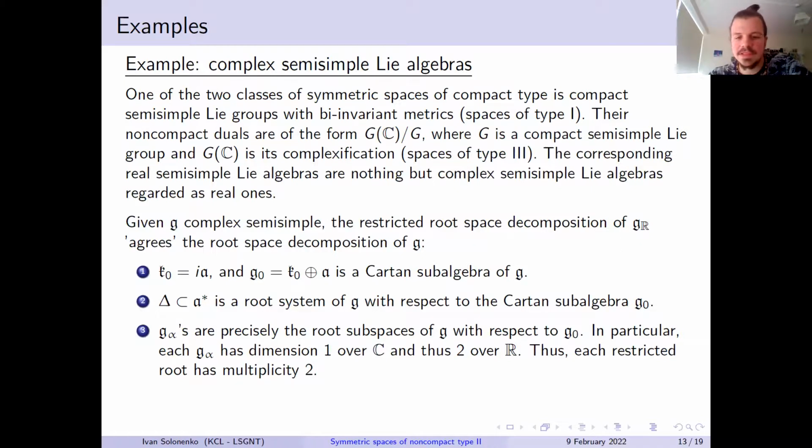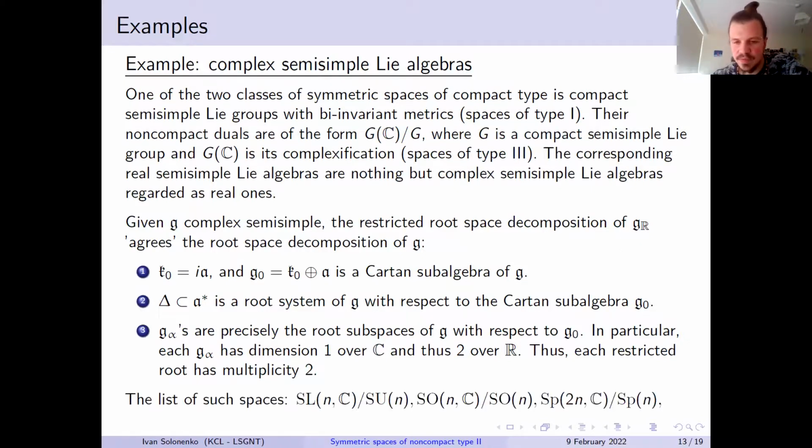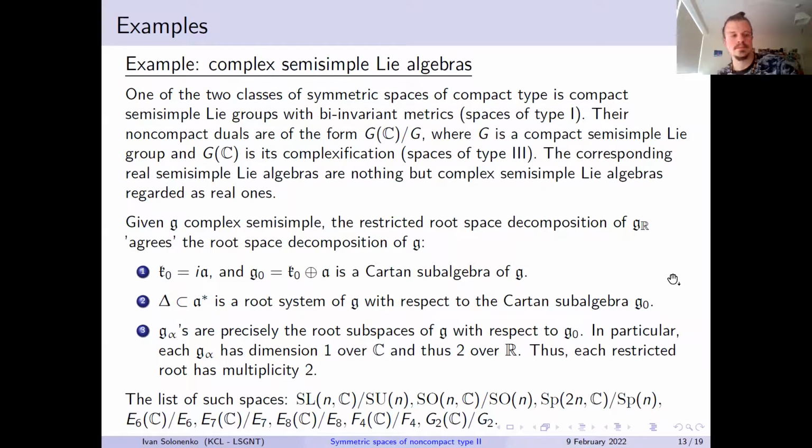Okay? And the list of corresponding symmetric spaces of non-compact type is this. You have this for three series, but then the middle one actually splits into two depending on the parity of n. These are the classical ones, and you also have the exceptional ones. Any questions so far?